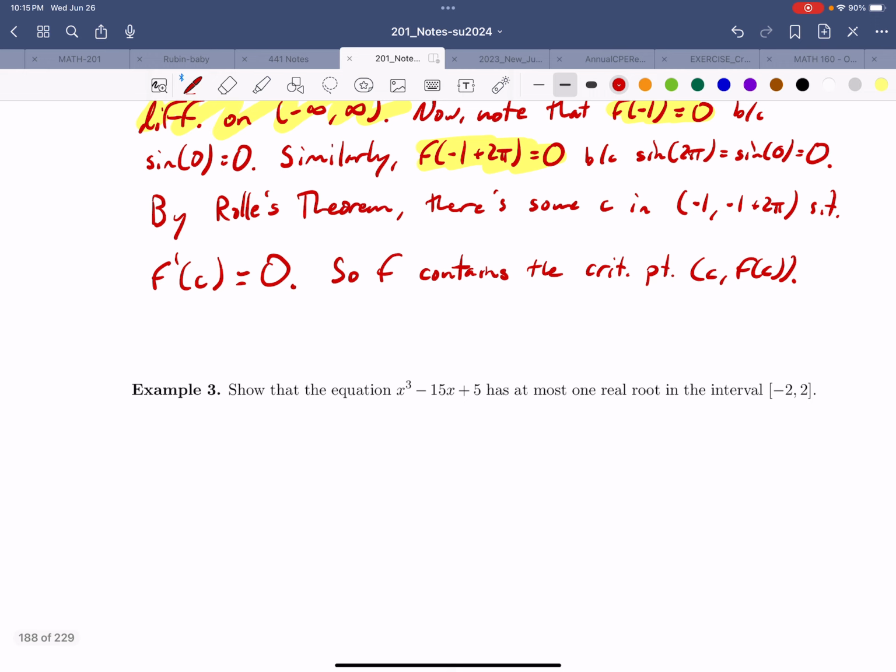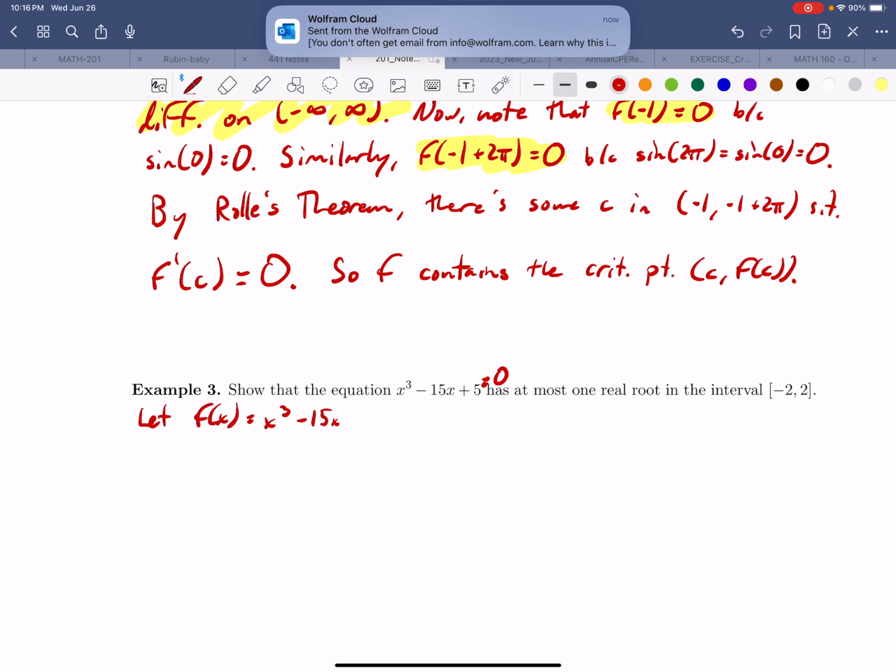All right, let's look at another example. Show that this equation has at most one real root. Sorry, if it's an equation, then it should equal 0. Has at most one real root in the interval negative 2 to 2. All right? So we're just going to let f of x equal x cubed minus 15x plus 5. Okay?